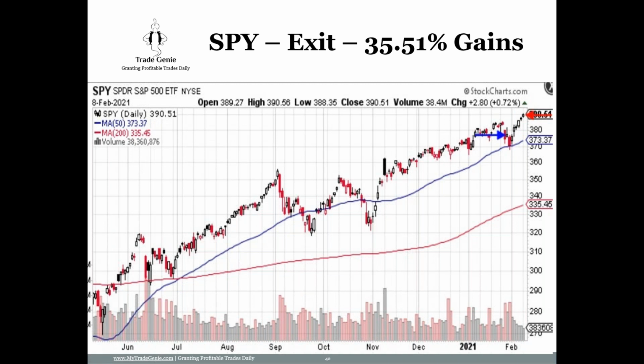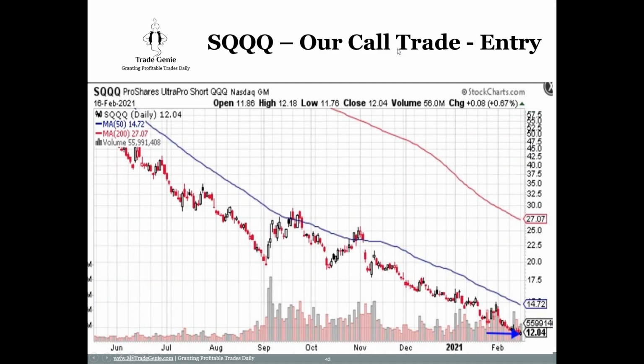And then you see it bounced back up. So the market can pull back. It pulled back for 2 days and sat at the 50-day moving average, and then it bounced back up. So I closed the call at a 35% gain. Now this one is magical.